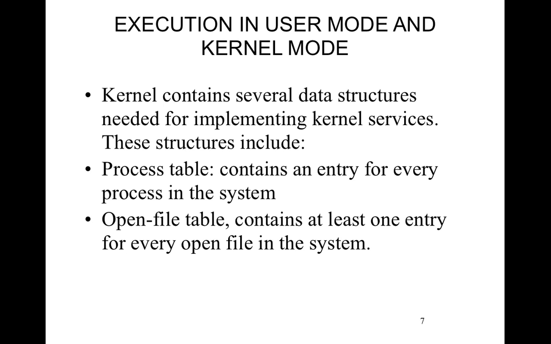So you've got several data structures. These are needed to implement kernel services. Three structures. A process table. This is what I've been calling the process control block. The process table contains an entry for every process in the system. You've got your open file tables. That's a good one. It contains a list of every open file in the system, and it's usually organized by user. So you have open files by user.